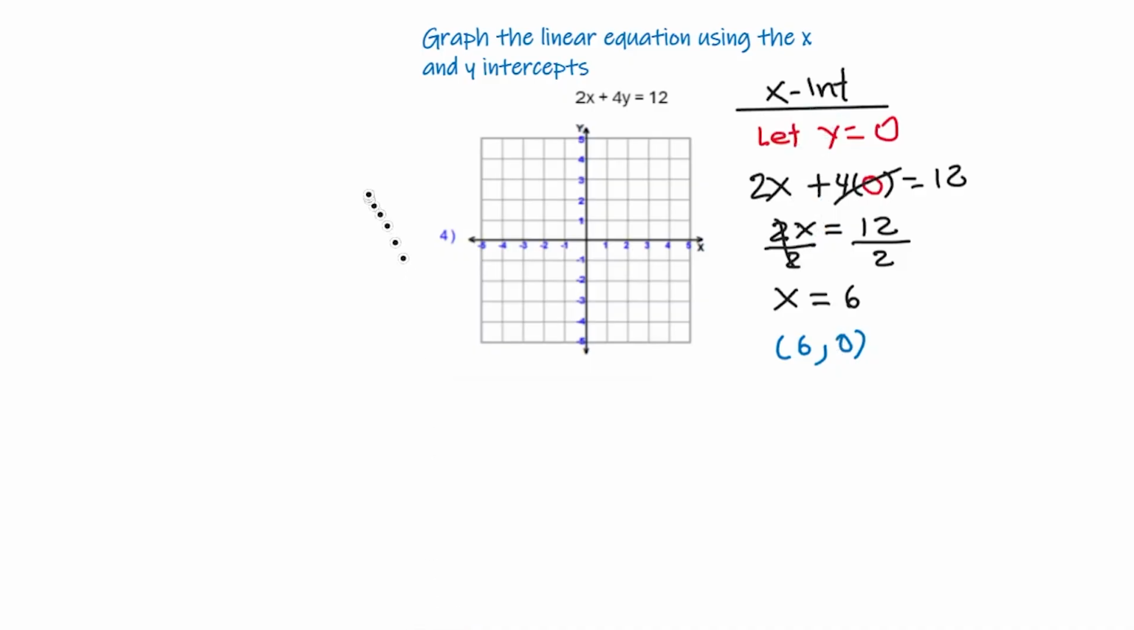What I want to do next, I want to find the y-intercept. So I'm going to write the y-intercept. And what I'm going to do next, I'm going to start by letting x equal 0, okay? So if x equals 0, I'm going to replace that value one more time into the same equation. So I'm going to start by writing 2 times, then I'm going to rewrite plus 4y, all of that equals 12.